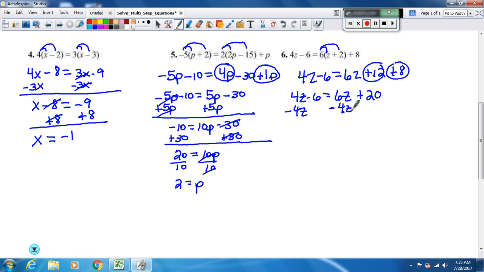Okay, opposites cancel. Bring down the negative 6. Bring down the equal. 6z, take away 4z is 2z. Bring down the positive 20. Take your finger and cover up your z and everything stuck to it so you can see what we need to deal with. We need to get rid of a positive 20. The opposite of positive 20 is negative 20. So I'm going to put a negative 20 on each side.